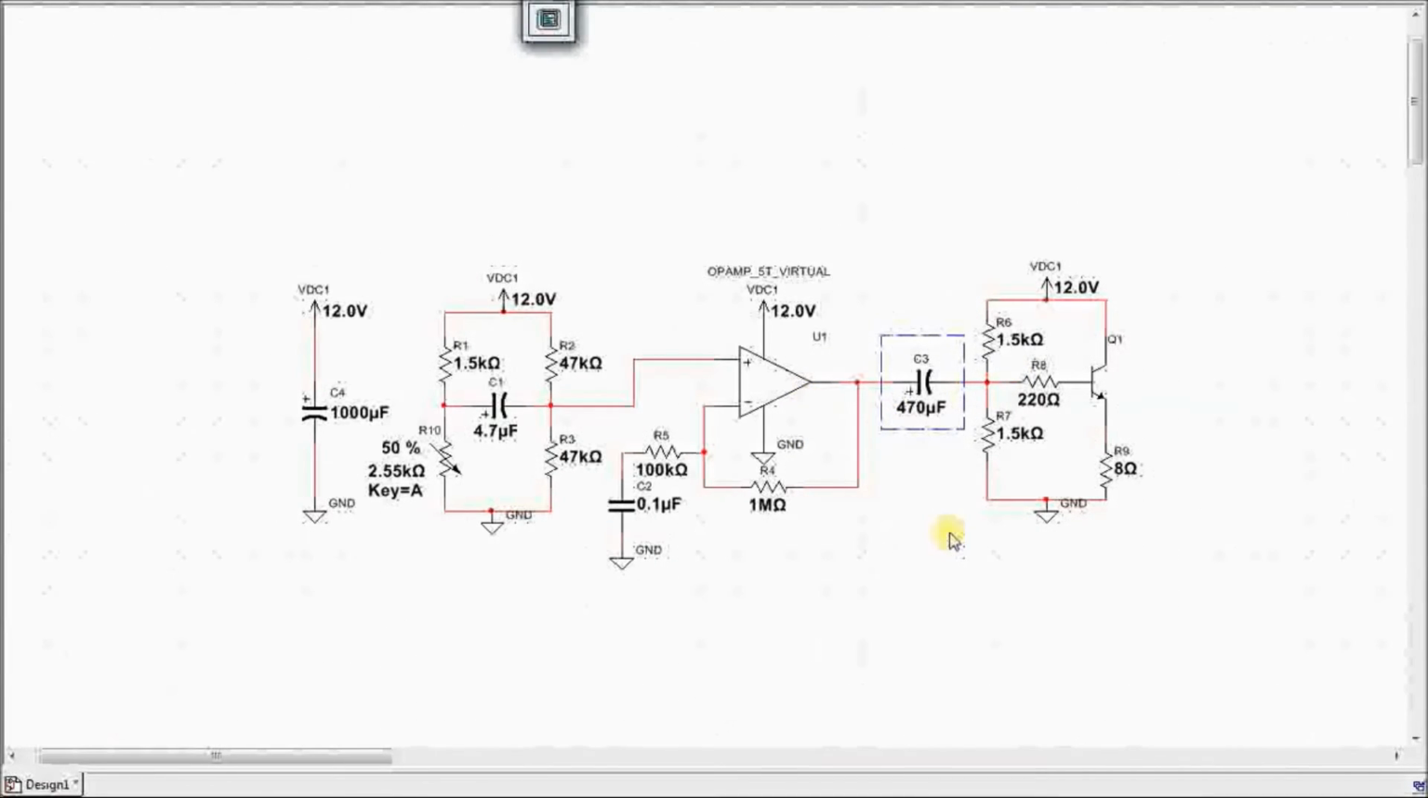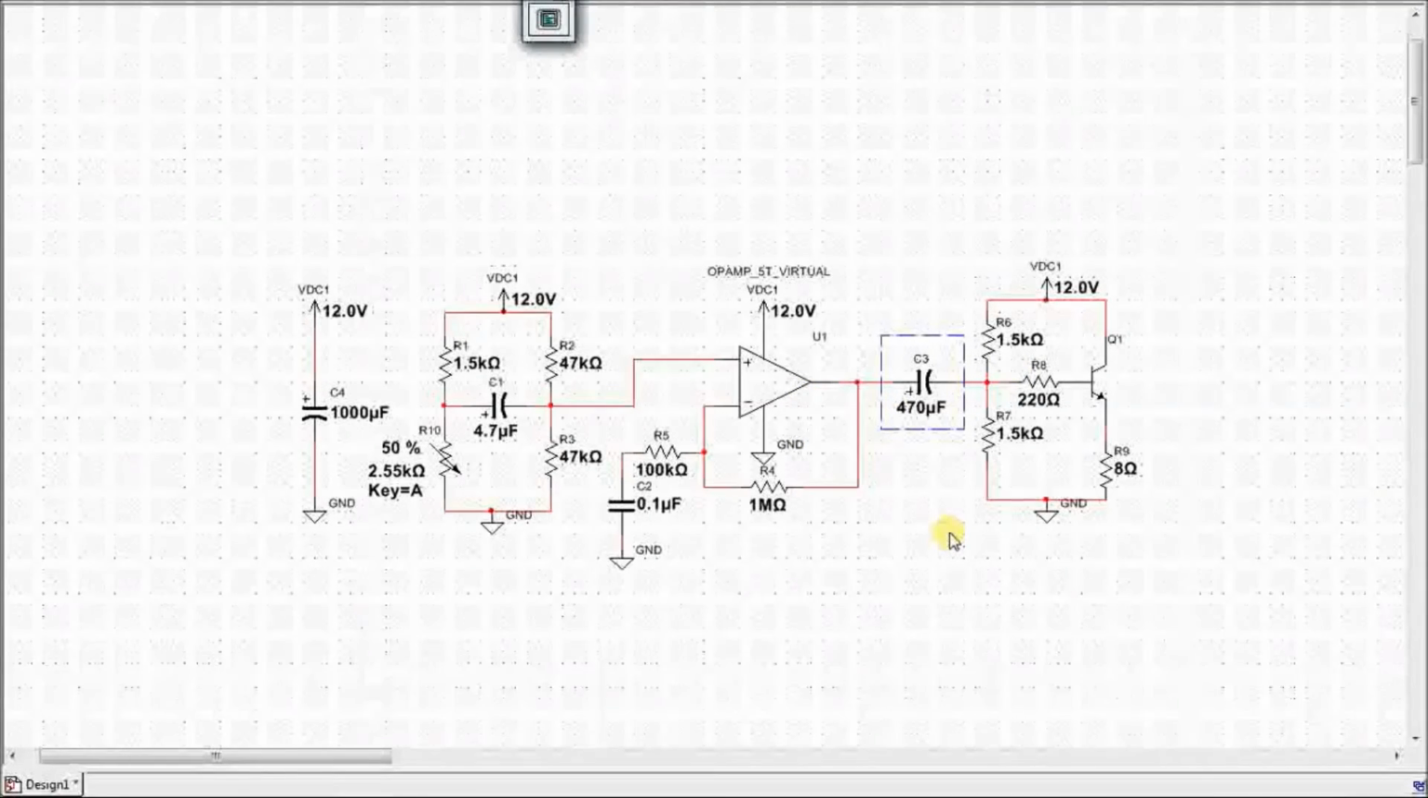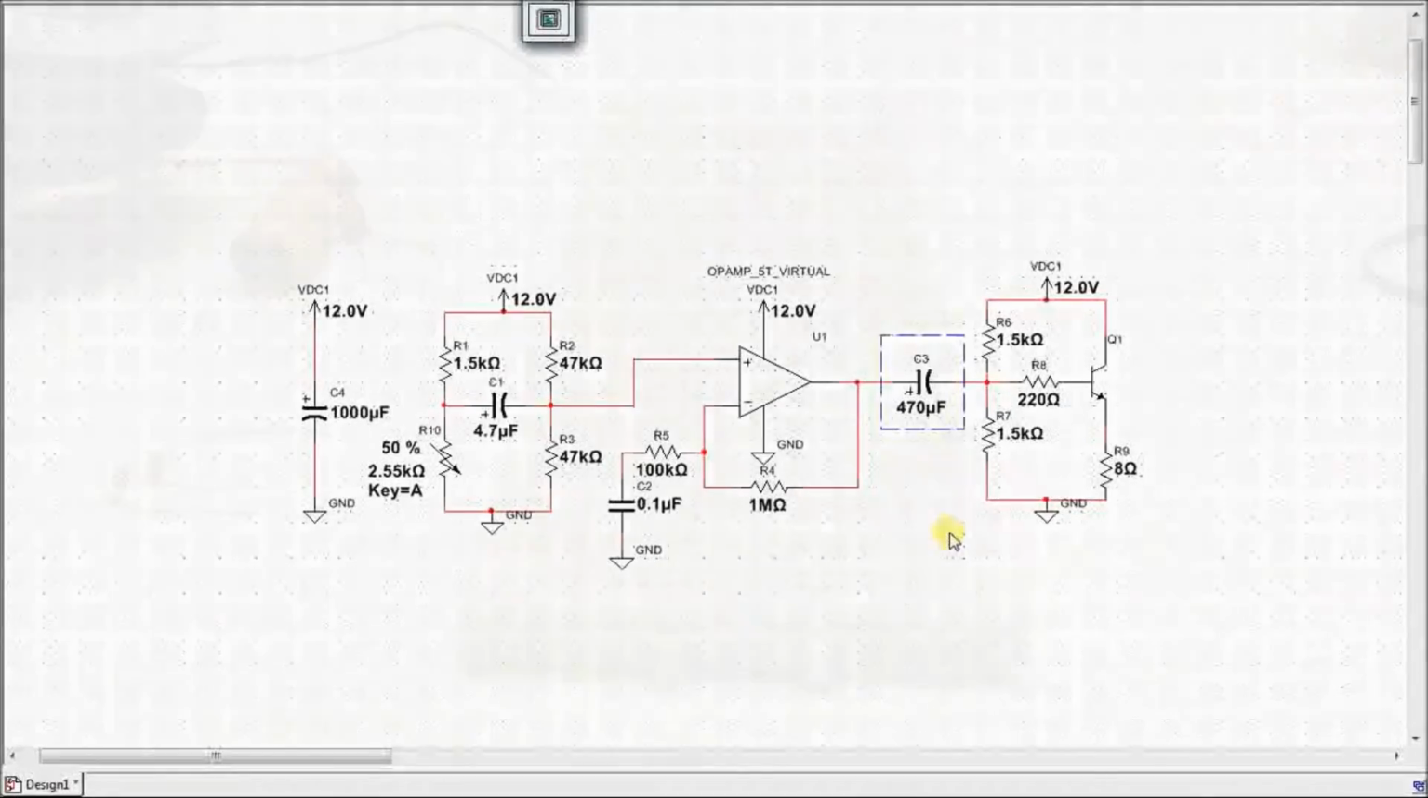And let's go and look at how this circuit actually works.